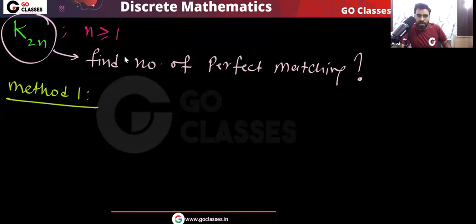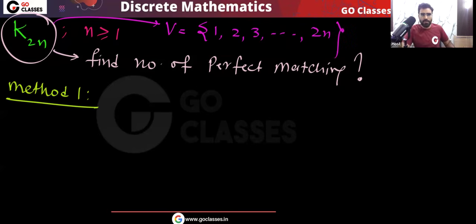In method 1, first you assume that the vertices are 1, 2, 3, and so on to n. These are the vertices. Okay. Now, what is the method 1? Remember just how we did for K6, for K8. Similarly, you can do for K2n.